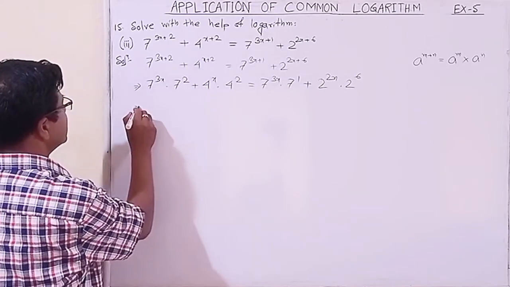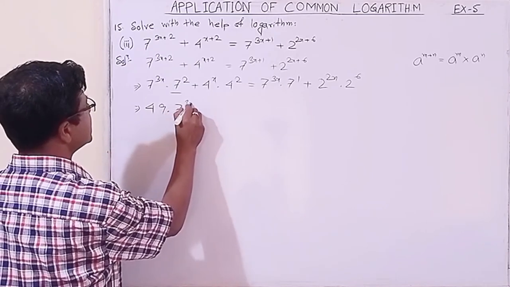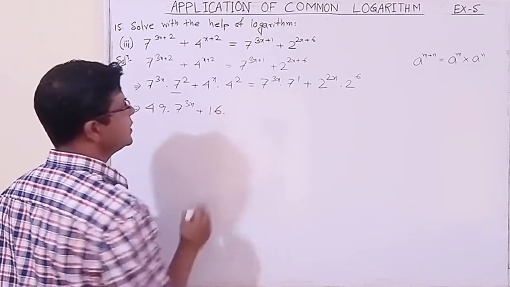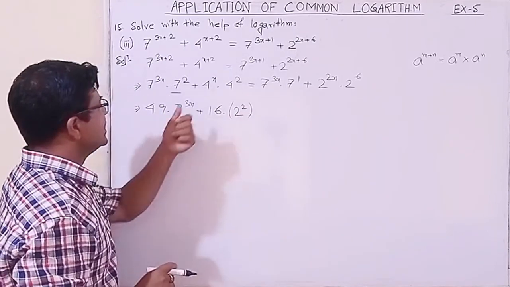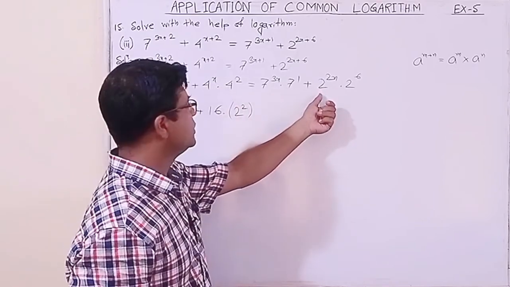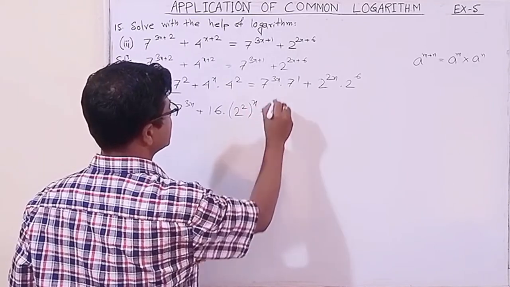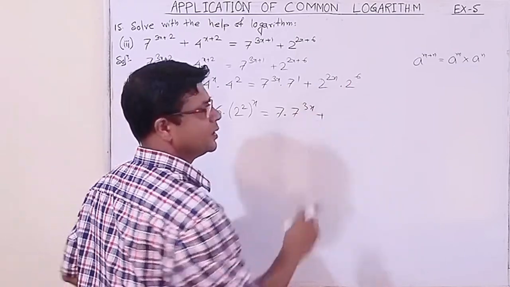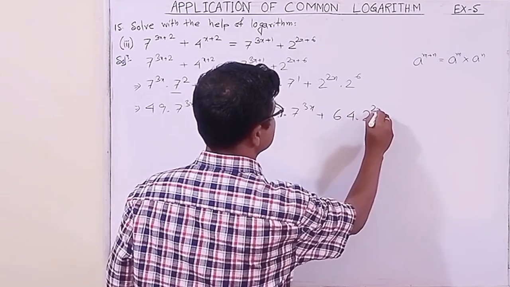Got it? Now here this 7 square is 49, so 49 into 7 to the power 3x. Now this 4 square is 16, correct? This 4 can be written as 2 square, because these are like terms. 4 to the power x can be written in terms of 2, so 2 square and whole to the power x. This is 7 into 7 to the power 3x. If we multiply 2 six times, we will get 64 into 2 to the power twice x, right?